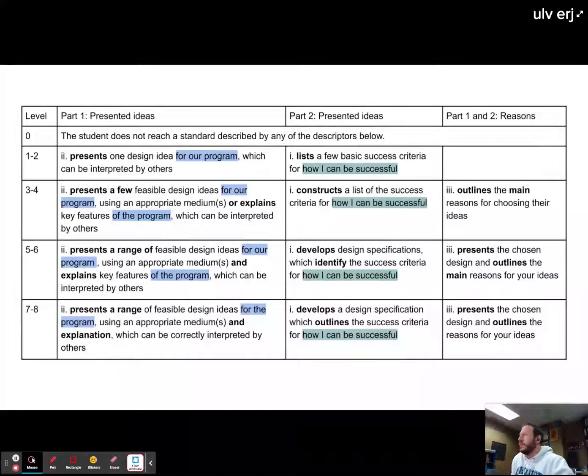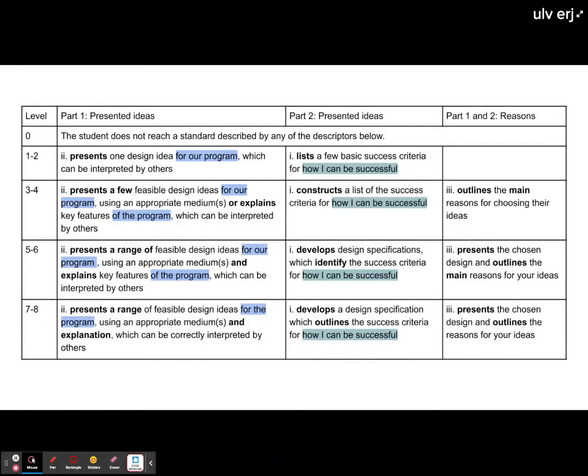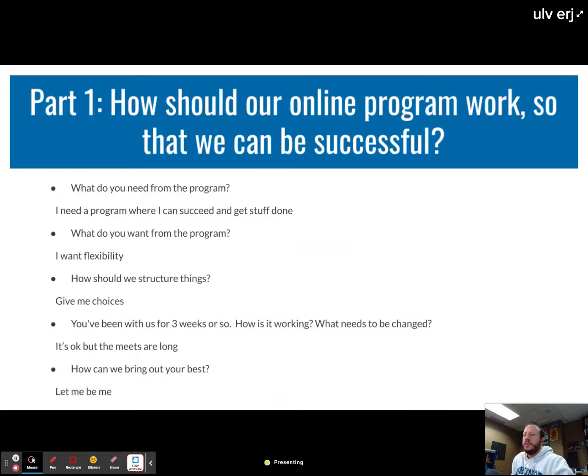So let's take a look at your summative or your big task. So your big task, we've got: how should our online program work so that it can be successful? In that assignment task, Ms. Johnson wrote up 5 questions that you could use to guide your work. This student decided to just take those questions and answer them. I don't think there's anything wrong with it, but we look at the responses and kind of figure out where they might be on the mark scheme.